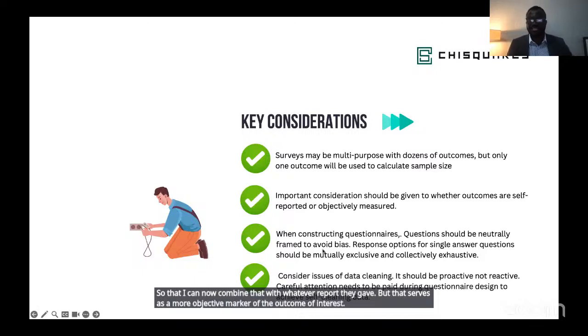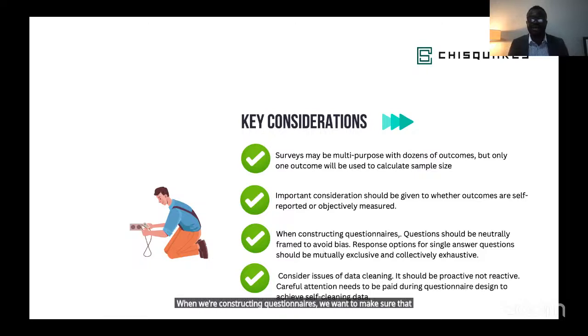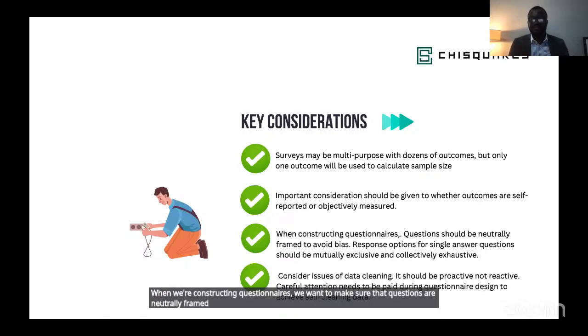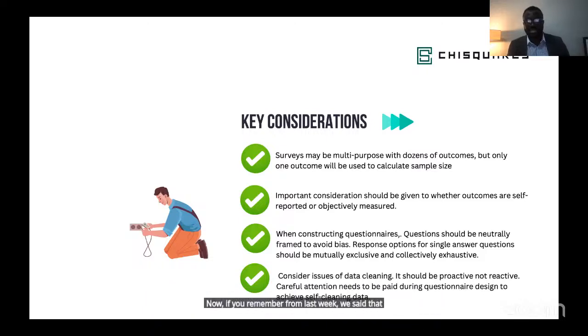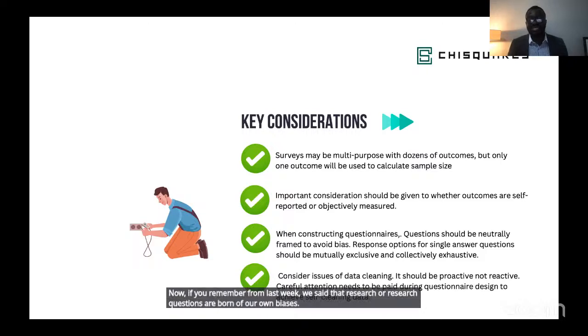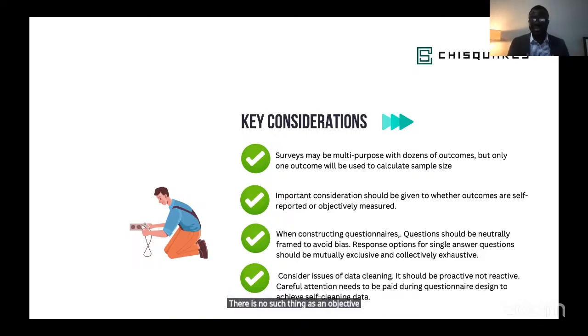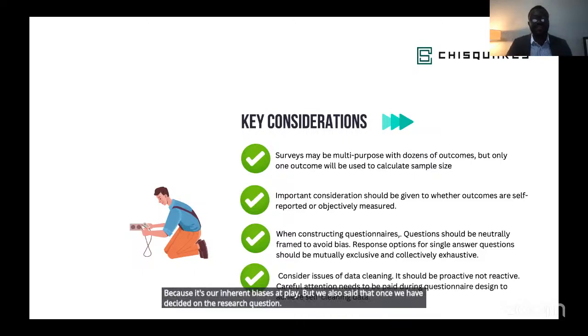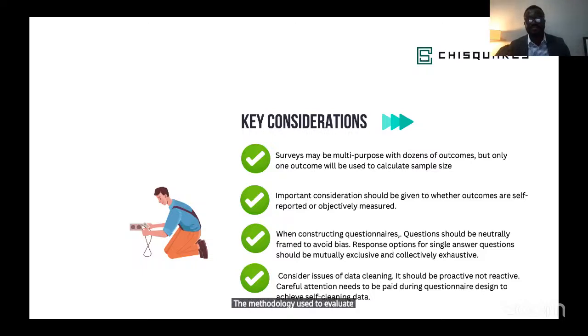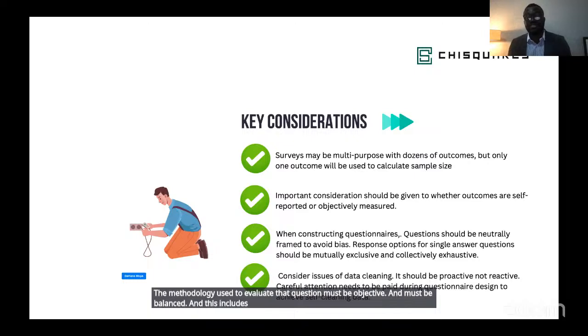When we're constructing questionnaires, we want to make sure that questions are neutrally framed to avoid bias. Now, if you remember from last week, we said that research questions are born of our own biases. There is no such thing as an objective research question, because there's a reason why we frame research questions one way versus another way, because it's our inherent biases at play. But we also said that once we have decided on a research question, the methodology used to evaluate that question must be objective and must be balanced. And this includes how we frame questionnaires, right?